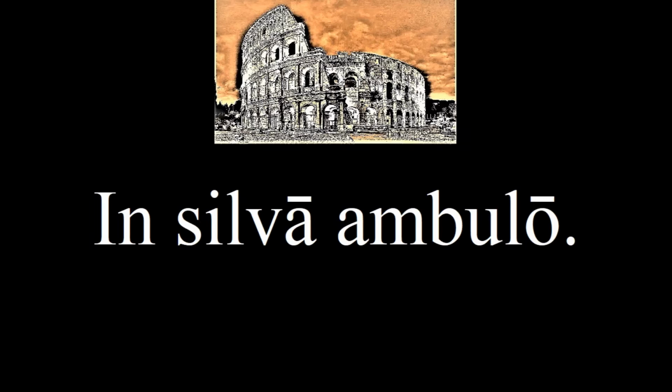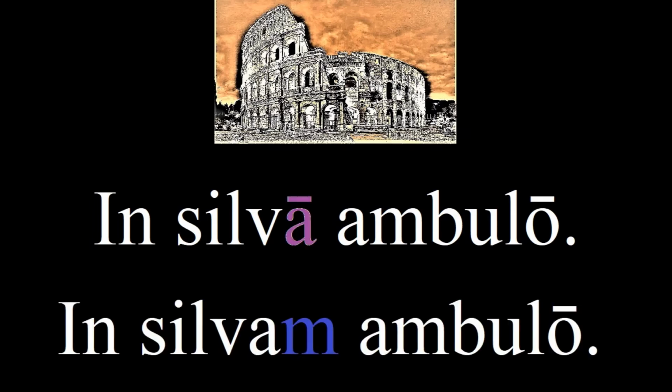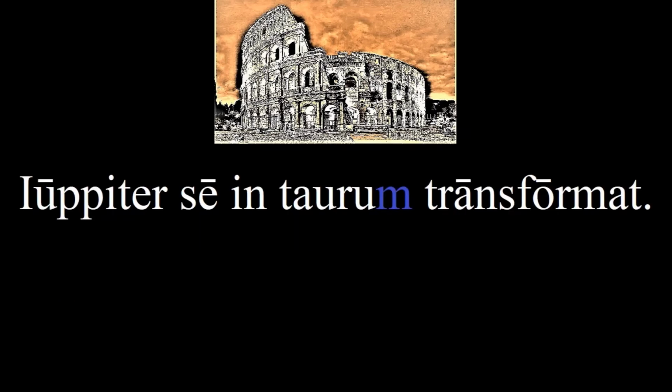If we change the declination of silvā, we can change the meaning to that of entering. In silvam ambulo. I walk into the forest. Does it make sense? Here the forest is the object of the verb, just like with epistulam scribo, so it is the objective or aim of the movement. Whereas with the ablative case, in silvā, we're referring to the location of the movement. And we actually saw this form in the last lesson's story in the sentence, Iūppiter se in taurum trānsformat. We can see now why this means transforms into a bull and not inside a bull or something like that.